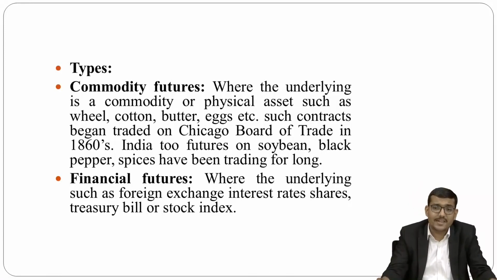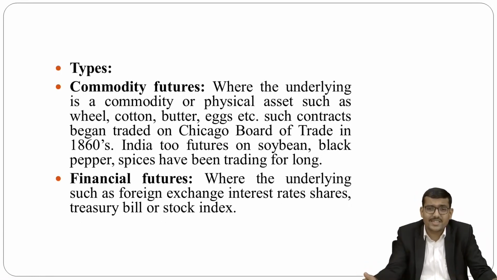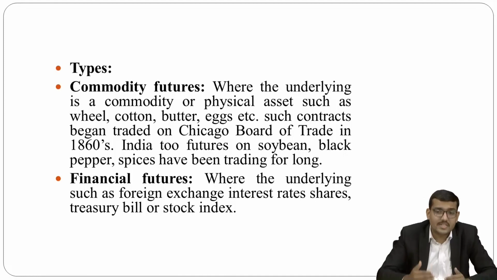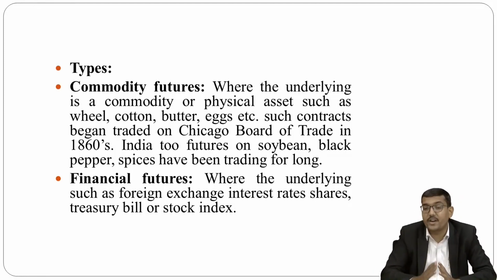Now let us discuss the types of futures contract. There are majorly two types, that is commodity futures and financial futures. What are commodity futures? Here the underlying asset is a commodity or physical asset such as wheat, cotton, butter, eggs, etc. Such contracts began trading on the Chicago Board of Trade in the 1860s, and in India, futures on soybeans and black pepper spices have been trading for a long time. That means you determine a particular commodity to trade in a futures market.